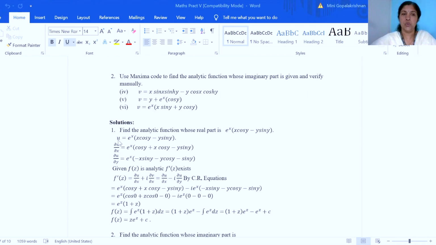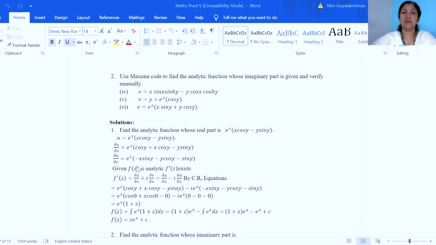Since this is u, what we do is we partially differentiate u with respect to x. When we partially differentiate u with respect to x, our y is a constant. So we go for the product rule: first function into derivative of second, plus the second function into derivative of first. So e raised to x into the derivative of the second one, which is cos y, plus the second function into the derivative of e raised to x, which is e raised to x. So we get 3 terms. Similarly, we partially differentiate u with respect to y, and we get another 3 terms.